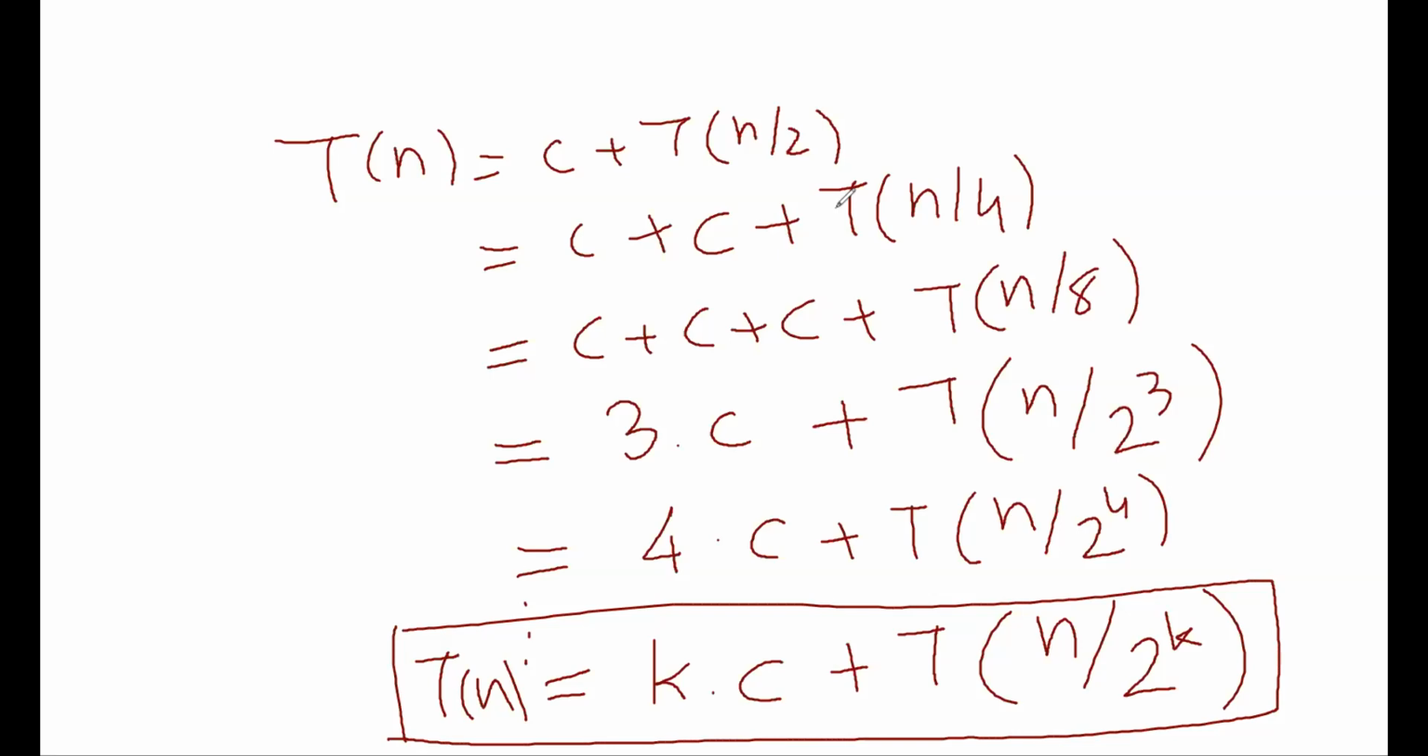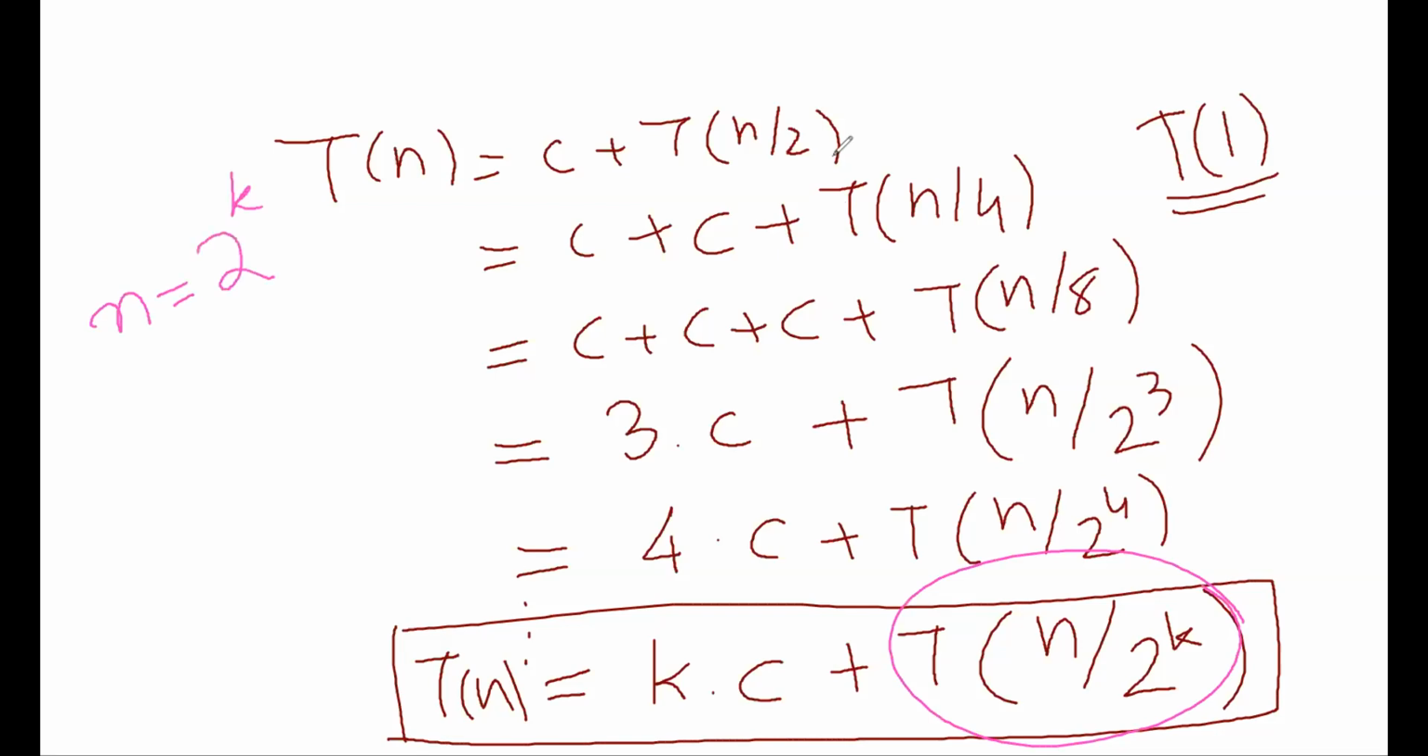What is the base case? Our base case is T(1). When will we get T(1) from this? When n is equal to 2 to the power k. We are iterating: n by 2, n by 4, n by 8, and we want to get 1. We'll get 1 when n is equal to 2^k, which, if you apply log on both sides, log n is k log 2, or k is log n to the base 2.